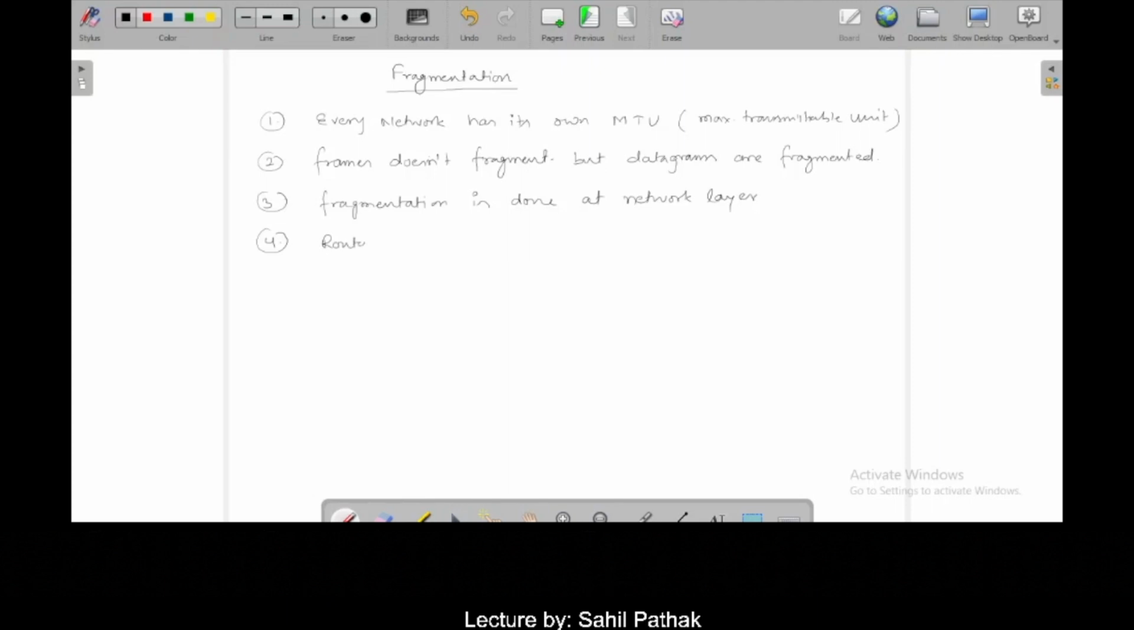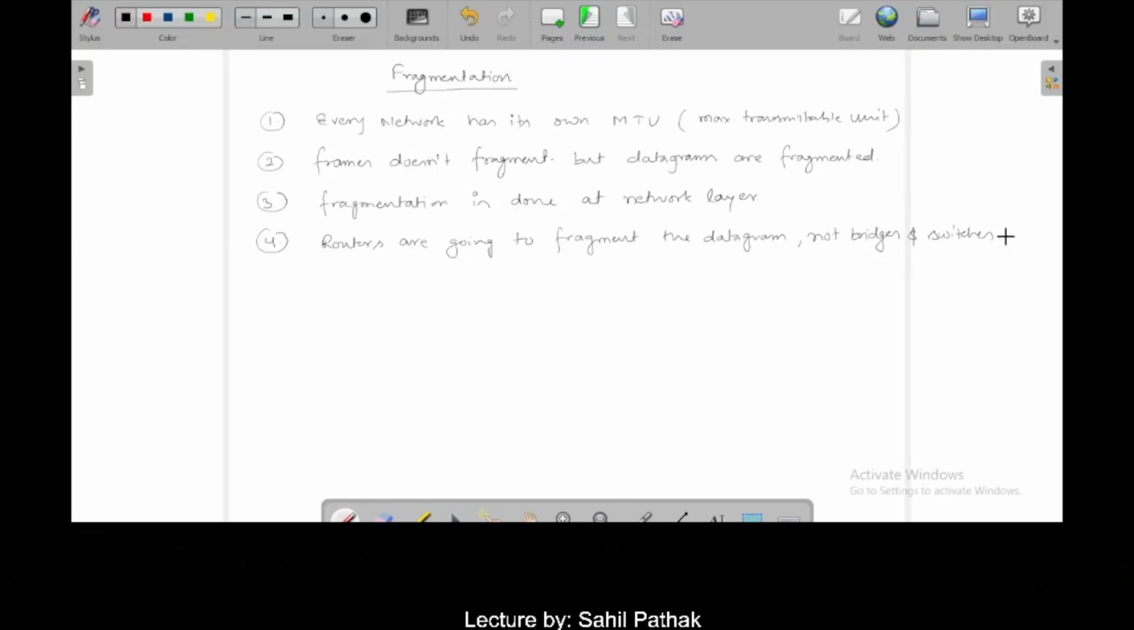So routers are going to fragment the datagram, not bridges and switches. Okay, so these are the few points that I wanted to discuss before we discuss fragmentation.